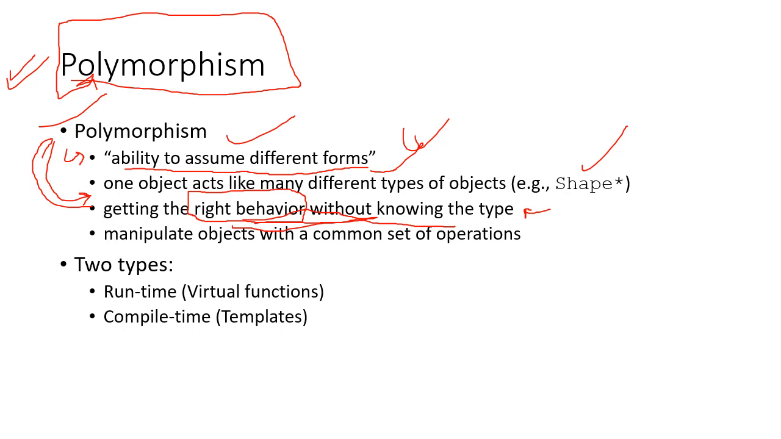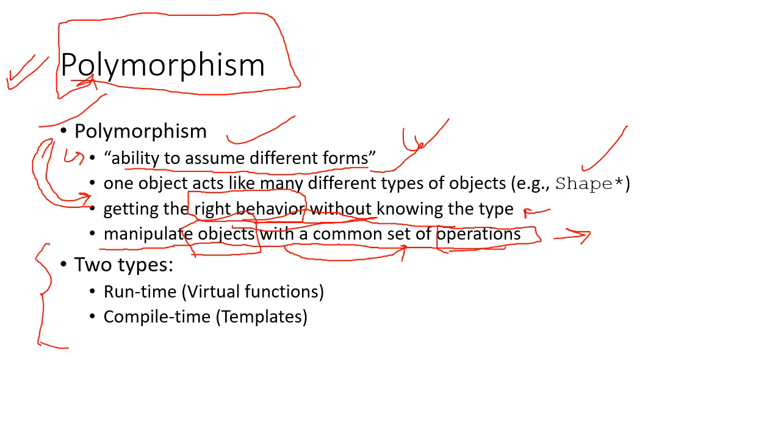And then the next thing is that it manipulates objects with a common set of operations. What it does is it just manipulates the objects with what? With a common set of operations. What those operations are we will discuss later on. Then it is generally divided into two types: runtime, which is called virtual functions, and second is compile time, which is called templates. Both of these things we will look into in the upcoming lectures.